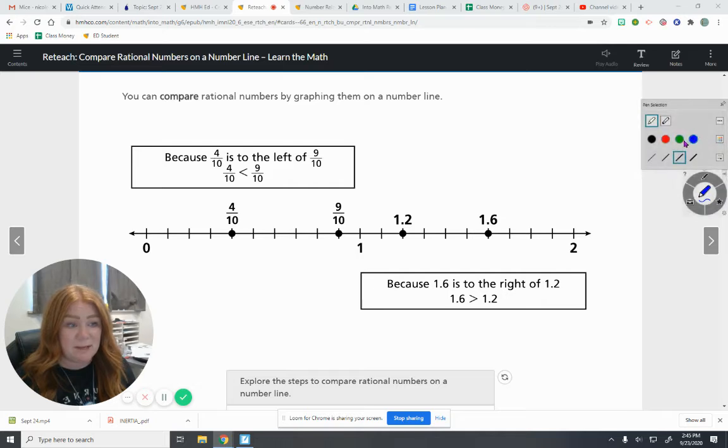Let me grab a pen here really quick. So it doesn't want to let me write.